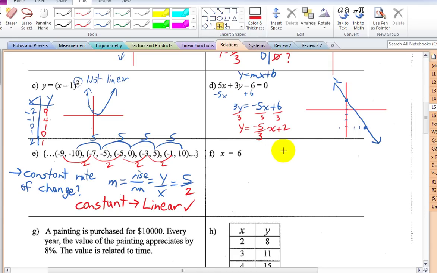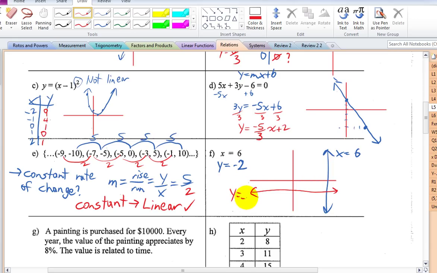Real quickly, I want you to graph x equals 6. You guys should be experts by now. And I also want you to graph y equals -2. Do those two graphs, then you can see if they're linear. So x equals 6 is right here. And y equals -2 is right there. So these are both linear. So there's one exception to our y equals mx plus b rule.